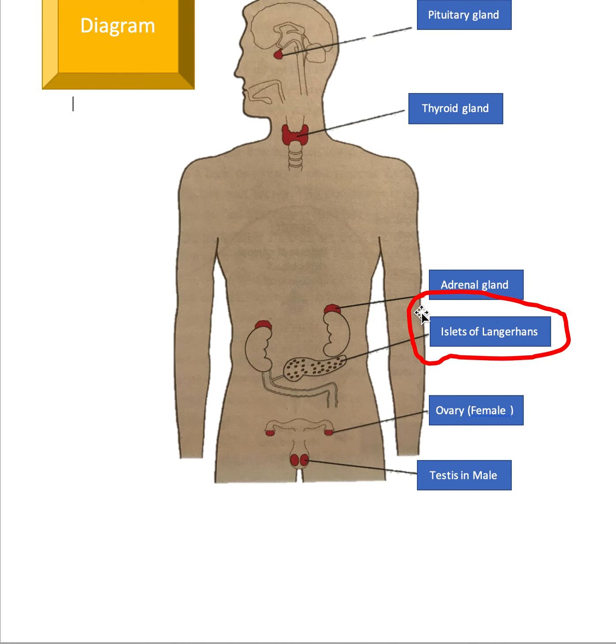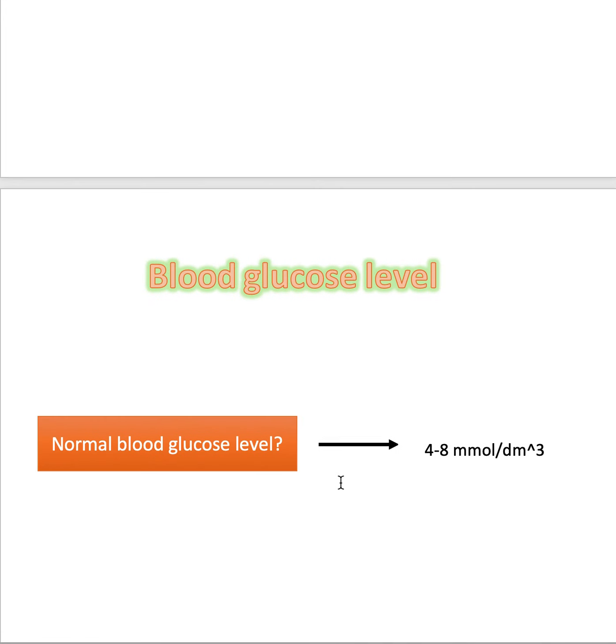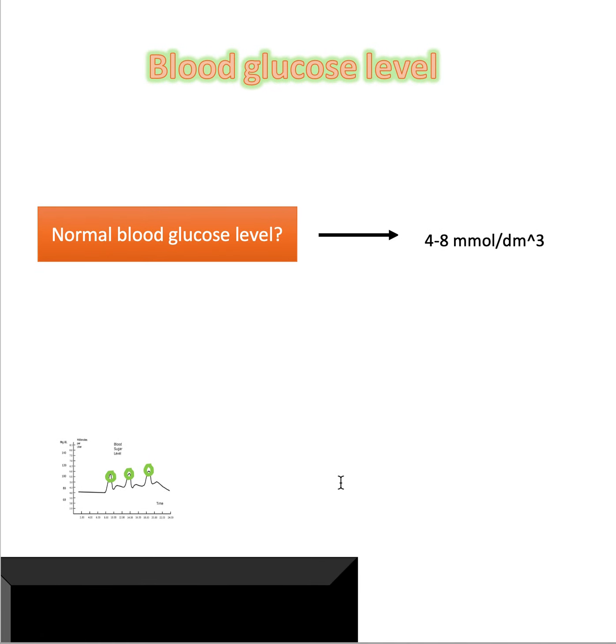So in this video, I'll focus on what happens in the islets of Langerhans. This is in the pancreas right here. So to start off, what is your blood glucose level? Blood, that's pretty self-explanatory according to the name. It's your glucose level in your blood, so how much glucose you have.